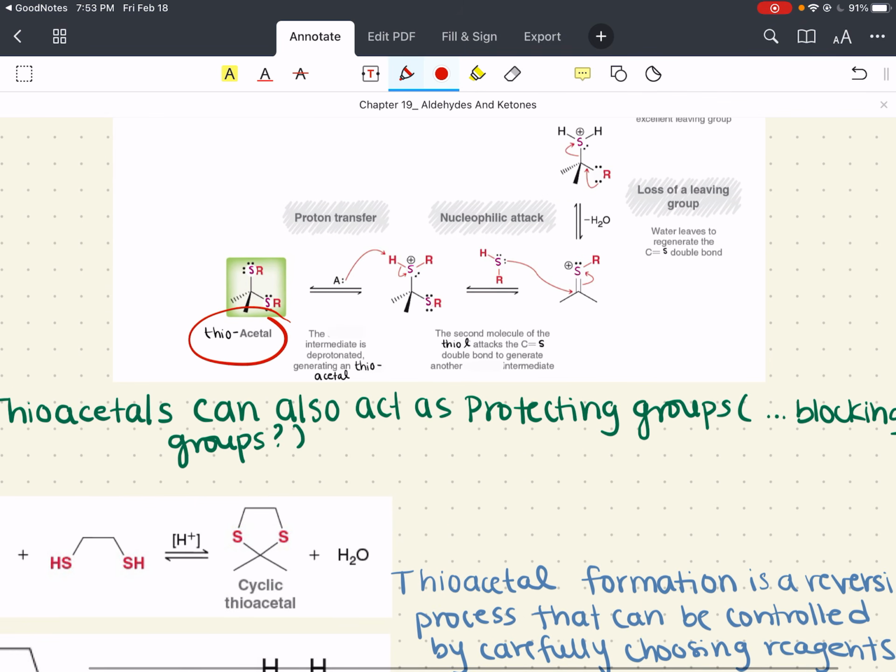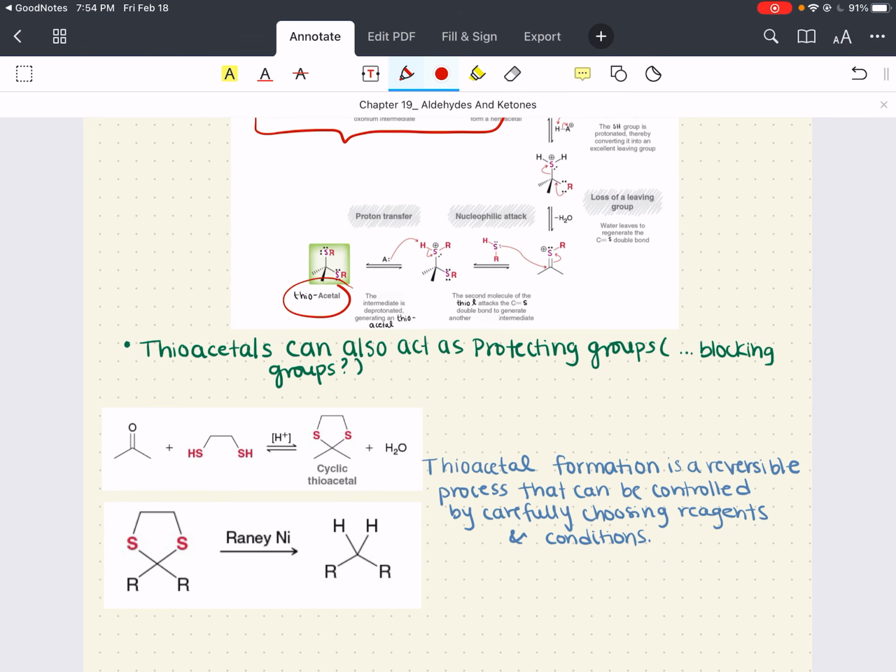Now, extra fun fact actually, thioacetals can also act as protecting groups, just like we talked about with acetals. Thioacetal formation is a reversible process, and that can literally be controlled by just choosing your reagents and conditions carefully. And this is very similar to what we just talked about. The only difference here is we can use this as a protecting group.